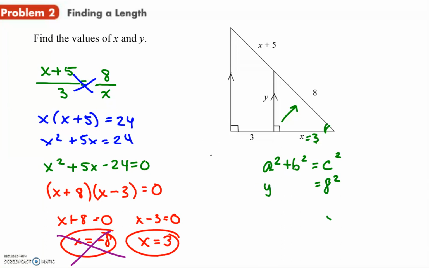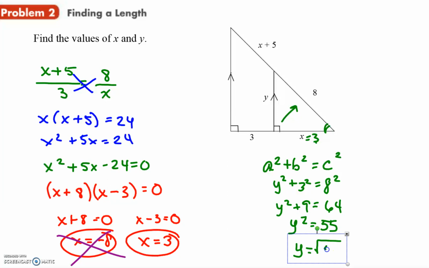So for example, I got y squared plus 3 squared equals 8 squared. And then you just keep solving. So 9, 64, subtract 9, y squared equals 55. Take that square root. It's square root of 55. That radical won't actually reduce any further because its two factors are primes. So you're actually done. You have your x, you have your y, and we can go look at some other stuff.